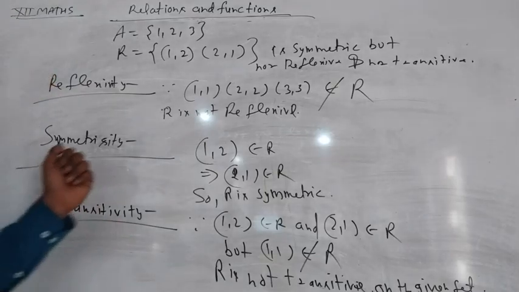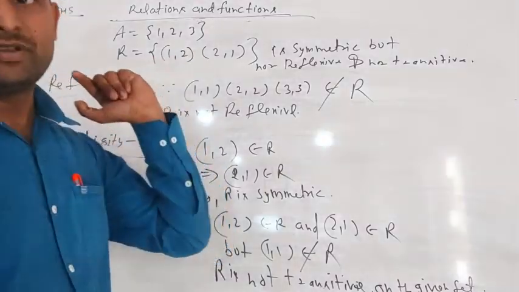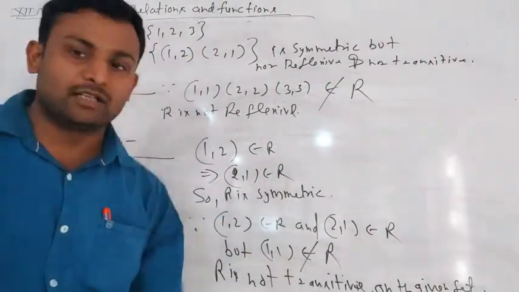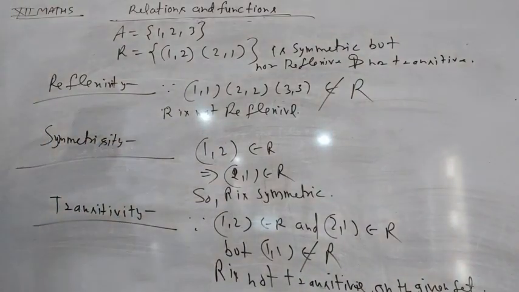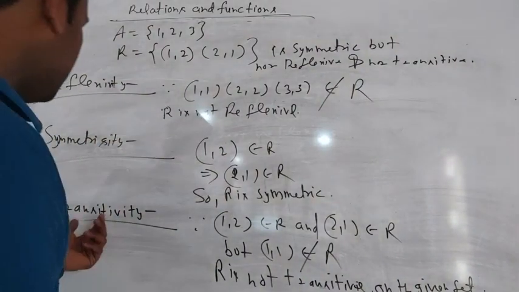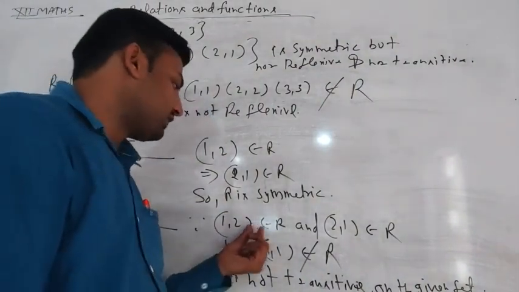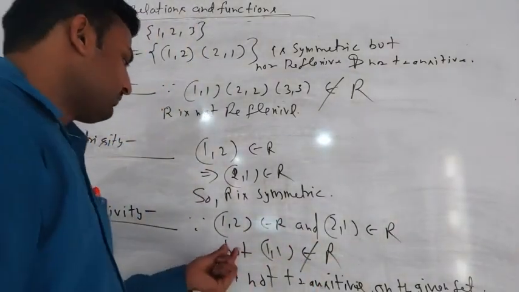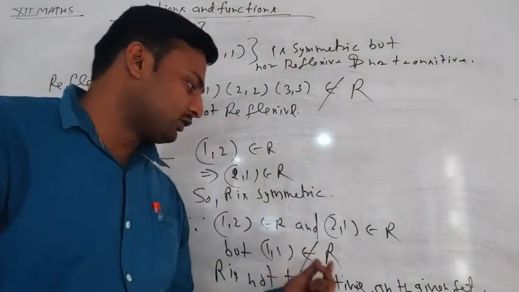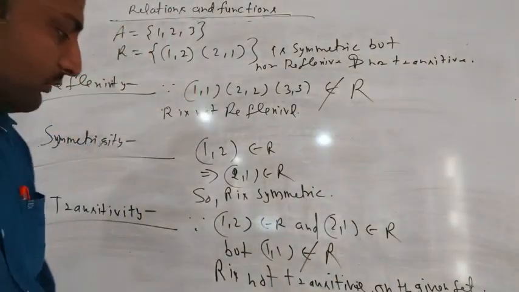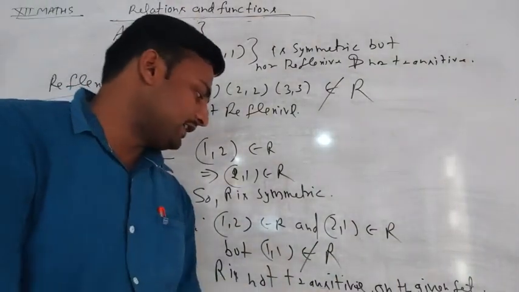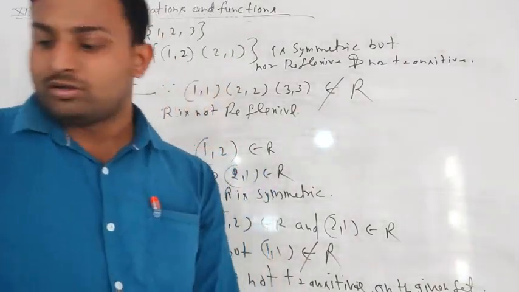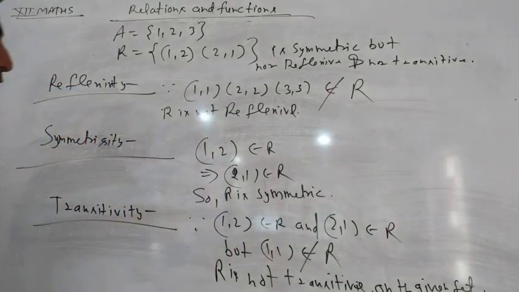For symmetricity, students, we are seeing (1, 2) belongs to R, but its (2, 1) also belongs to R, so we can say that our R is symmetric. And in case of transitive, students, our (1, 2) belongs to R and (2, 1) belongs to R. But we are saying (1, 1) does not belong to R. So we can say that our R is not transitive on the given set. Okay students, so I hope you understand.